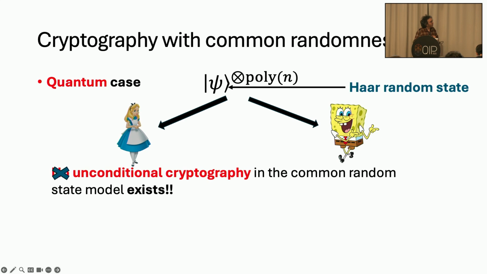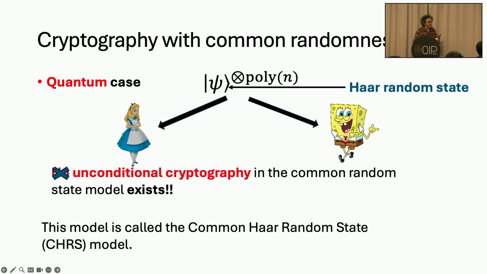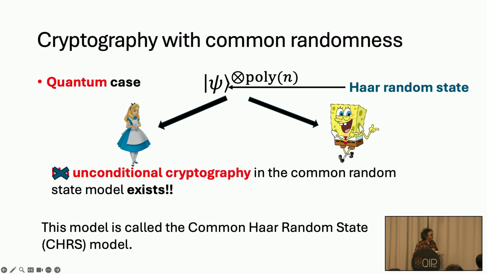And what exactly do I mean? Here everybody gets access to as many polynomially many copies as they wish of the same Haar random state. Right? So again, Alice and Bob have no secrets, because everybody gets access to that. And we ask, is that useful for cryptography? And the answer is, yeah, it can be. There are cryptographic applications. We call this model the Common Haar Random State Model.